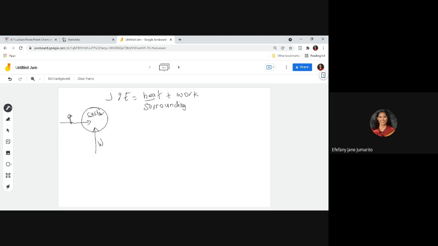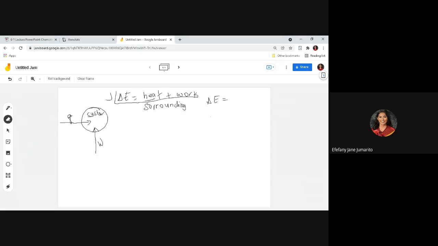That's the total energy, the total internal energy. Other books write it as delta U. Don't be confused, that's still internal energy, but here let's use delta E. Delta E is equal to Q plus work.